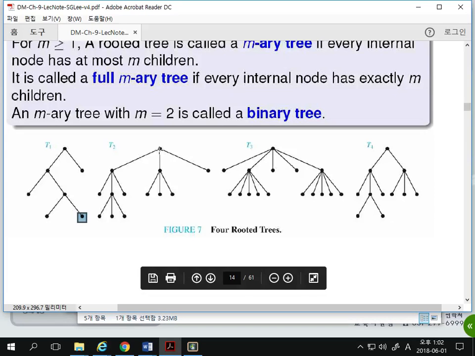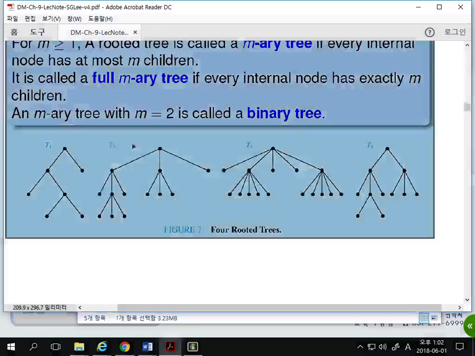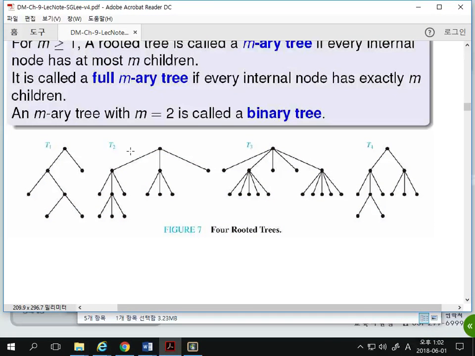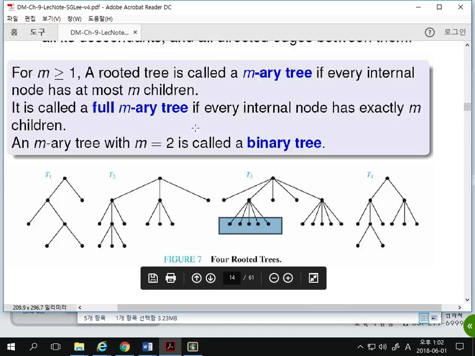In this case, this vertex has 3 children, and this vertex has 3 children, or no children. So this is an example of a ternary tree, which has at most 3 children. This case is 5. And so these are examples of m-ary trees.